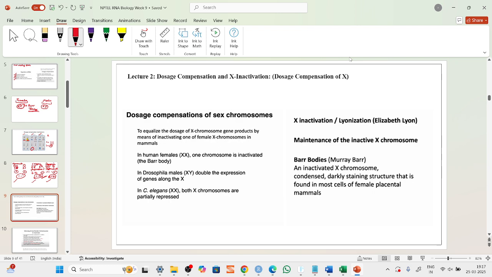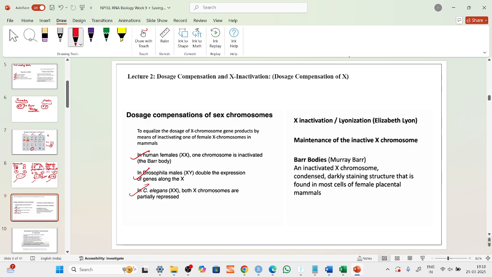Now let us see dosage compensation of sex chromosomes. It equalizes the dosage of X chromosome gene products by inactivating one of the female X chromosomes in mammals. Yes, in human females, one X chromosome is inactivated, the Barr body. In Drosophila males, there is double the expression of genes along the X: hyperactivation. In C. elegans, both X chromosomes are partially repressed: repression.